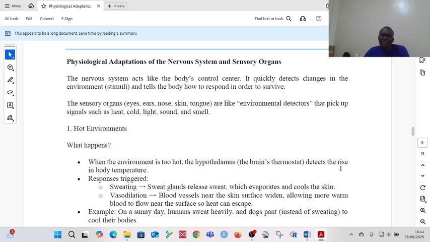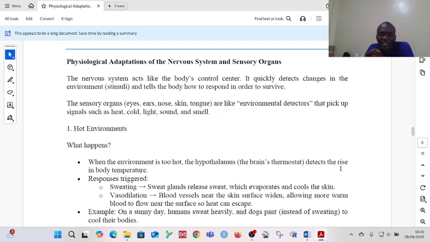So what about the nervous system and the sensory organs? Do they also experience physiological adaptations? The answer is yes. The nervous system acts like the control center of the body. It is the responsibility of this nervous system to detect changes in the environment, what we call the stimuli. Then it tells the body how to respond so that the organism can survive.